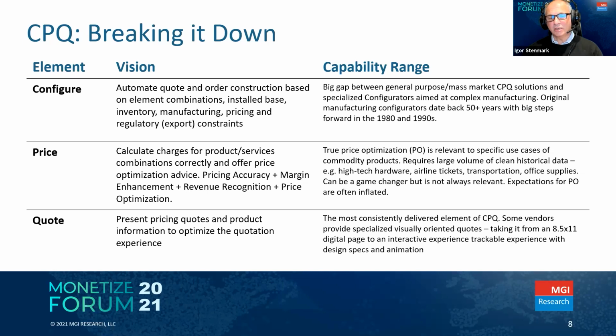And then quotation, this is typically the most consistently delivered element of CPQ. Some vendors provide very specialized solutions in this area, and it's a long distance now from an 8.5 by 11 or an A4 piece of paper. So worth paying attention to.